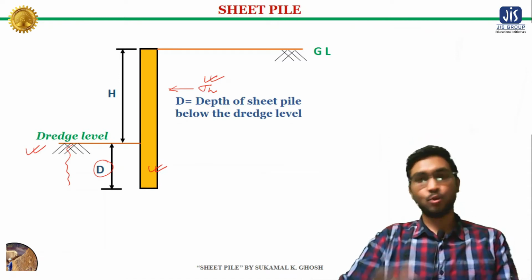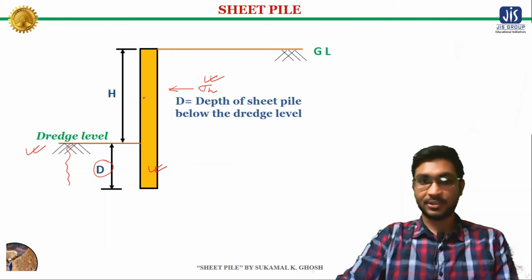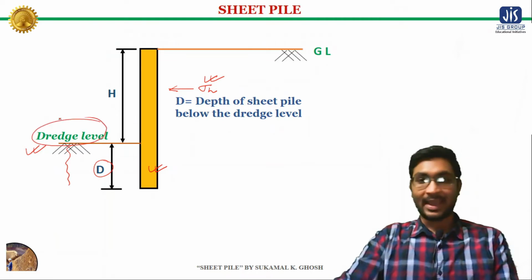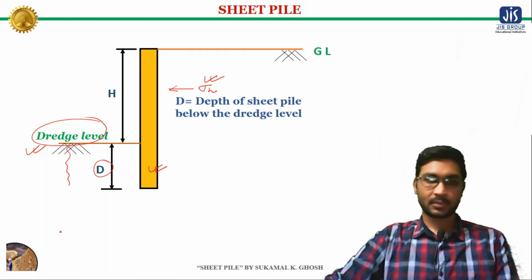So what we do, we drive the sheet pile below the ground level at the left side of the sheet pile, which is known as the dredge level. Okay, and that is how the stability of the sheet pile is not hampered.